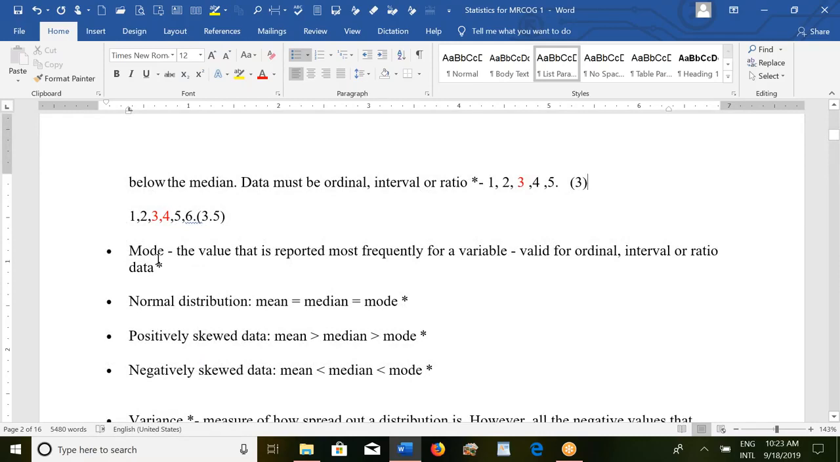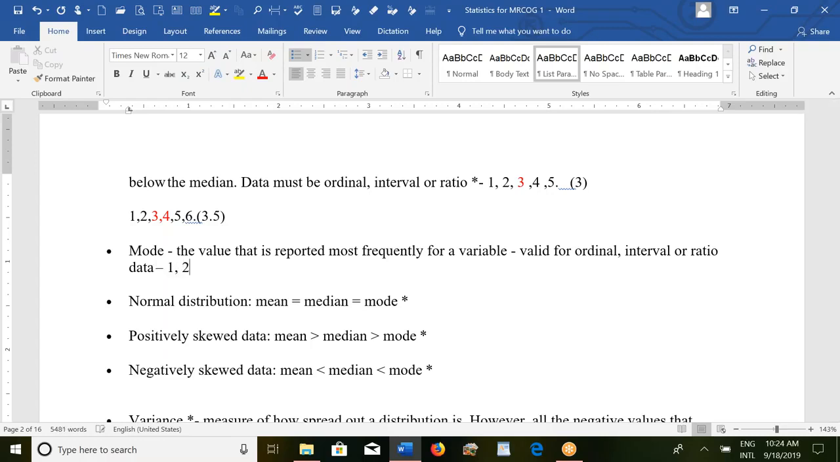Then there is another unit called mode. Mode means that this is the value that is reported most frequently for a variable, and this is valid for ordinal, interval or ratio data. I will give you an example.